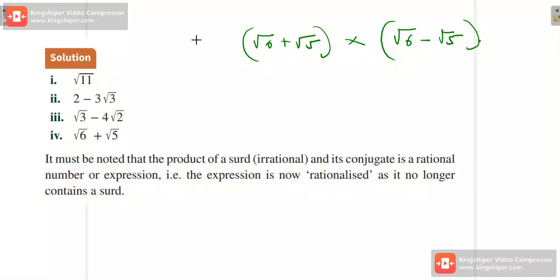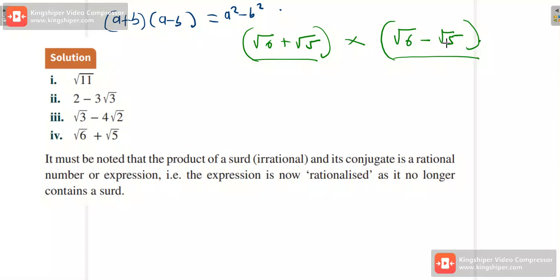Remember that all sets are irrational numbers, and one way of changing that irrational number to a rational number is by multiplying the irrational number, which is a surd, by its conjugate. So now we want to multiply this surd by its conjugate. Let's see what happens. Now we have learned that if you have a plus b multiplying a minus b, it is a difference of 2 squares, and its value is the same as a squared minus b squared.